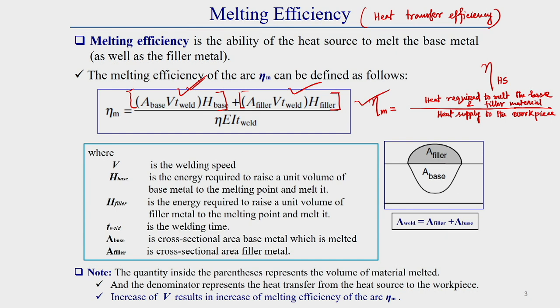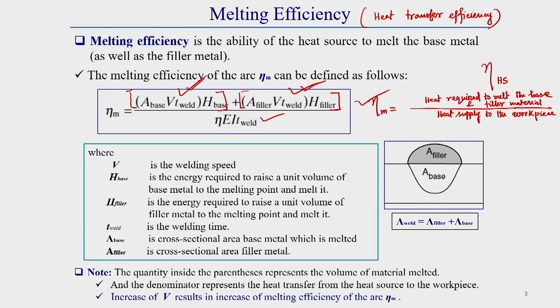Heat required to raise the temperature from room temperature to the melting point of the filler material and melt it, whatever the heat is required. That heat required to raise the temperature of both base material and filler material is generally used on top, with efficiency, and below it is represented the heat supplied from the arc to the workpiece, that means how much heat is coming to the workpiece.